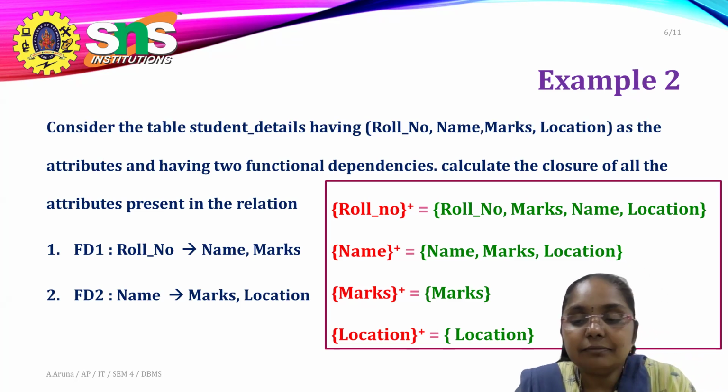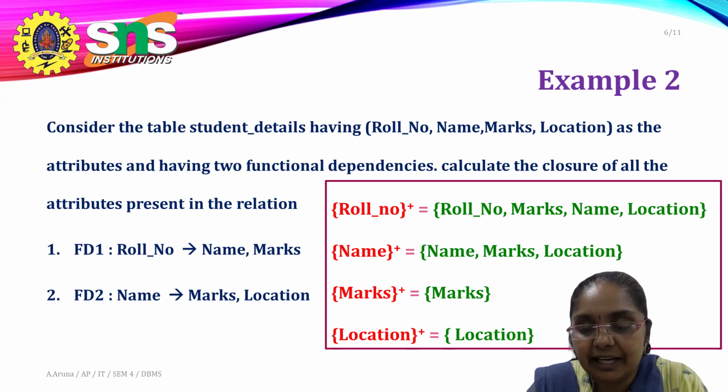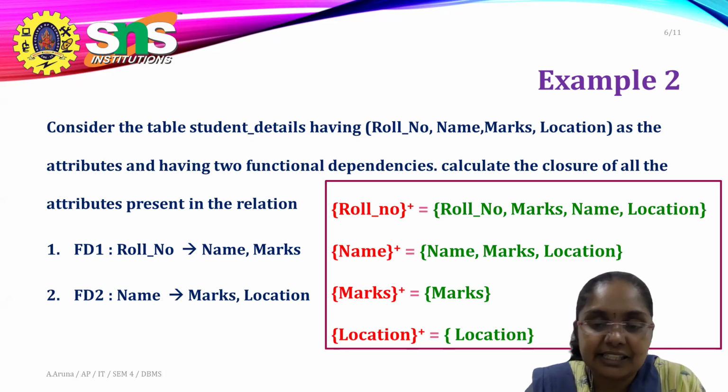So a relation can contain n number of super keys as well as n number of candidate keys. Why do we have to calculate the super key and candidate key? If we want to fix a primary key for a particular table, that depends only on the super keys and the candidate keys. Through that only we can identify them. So this is how we can calculate the closure of the attribute.